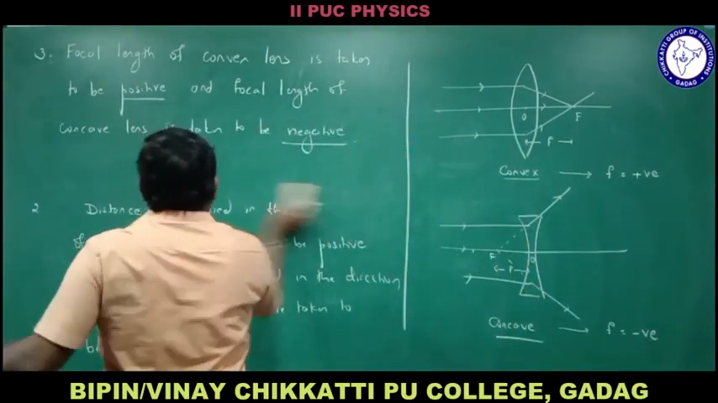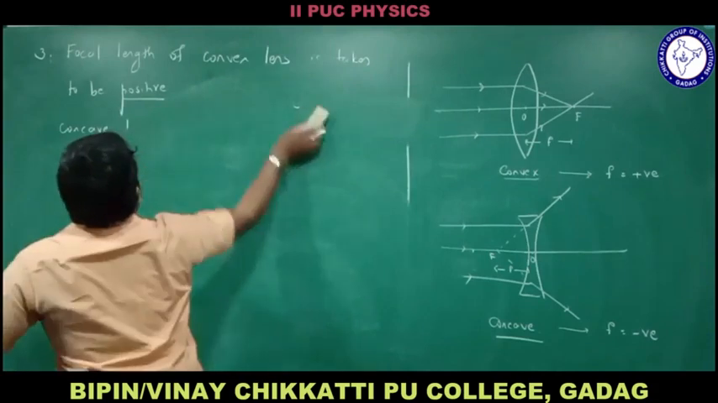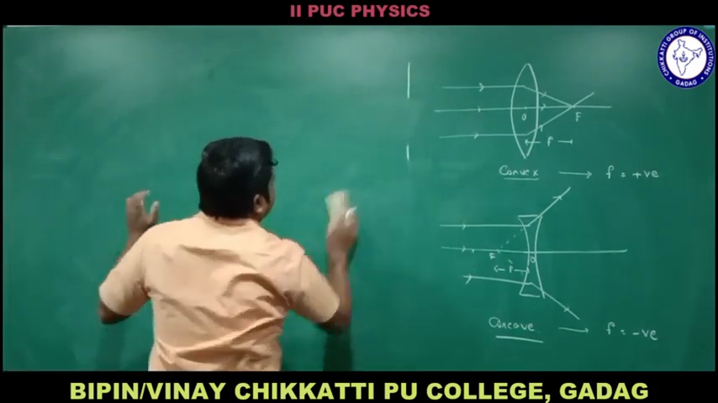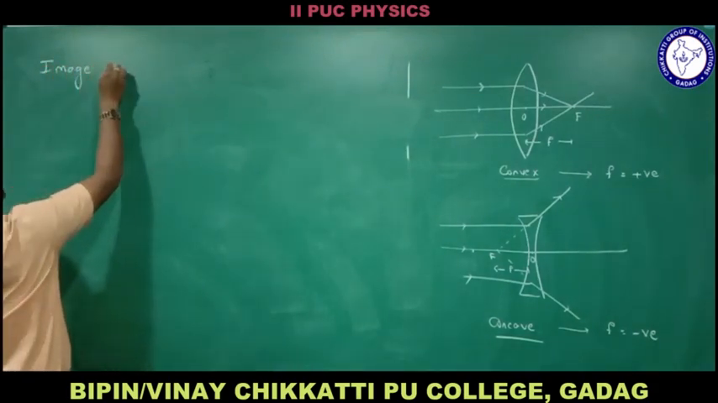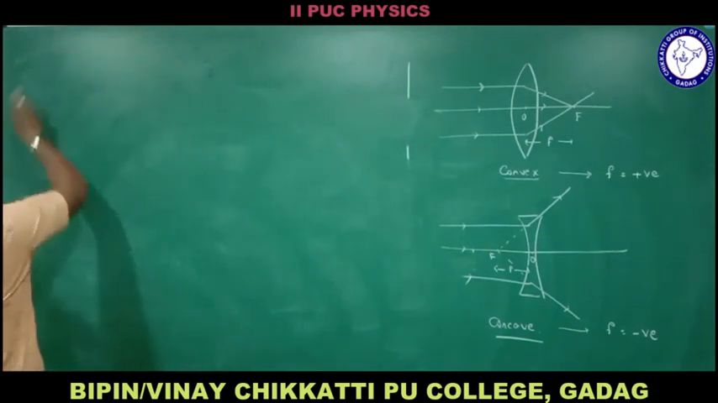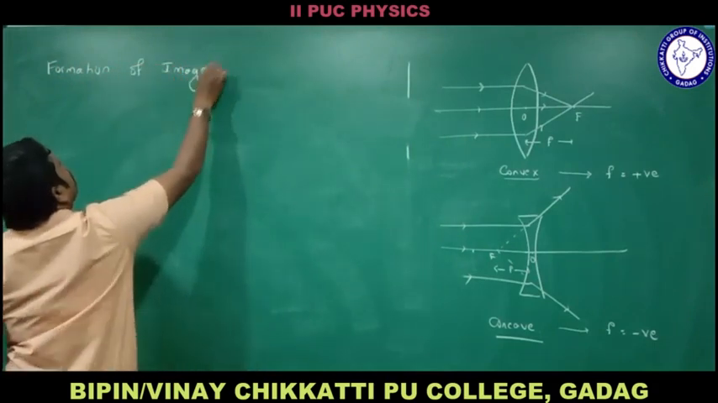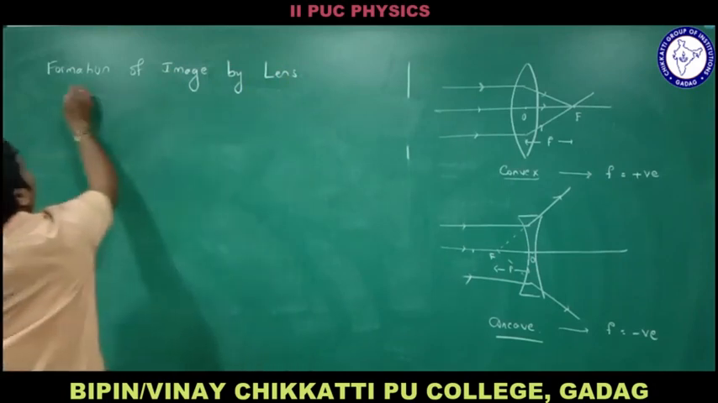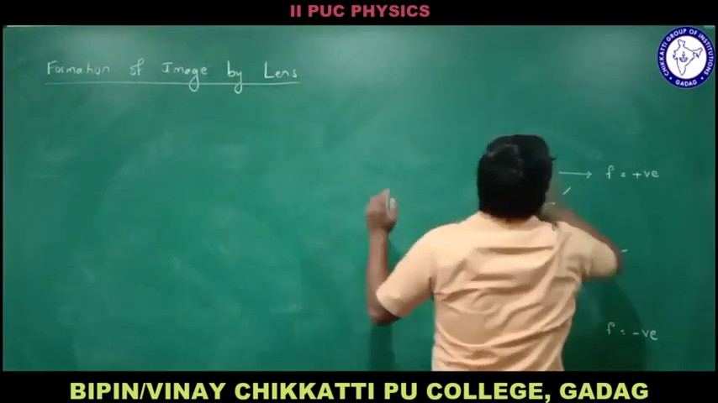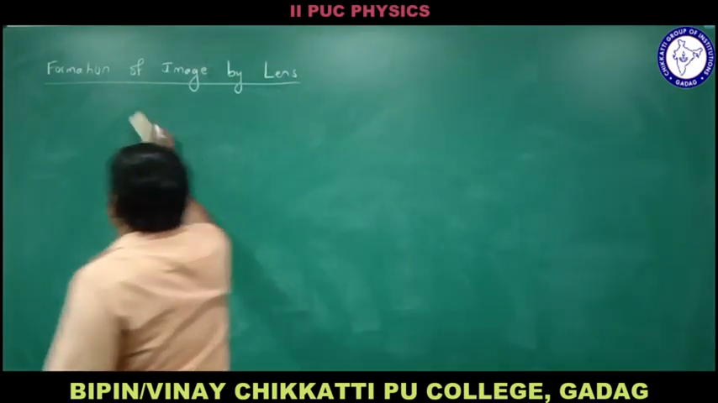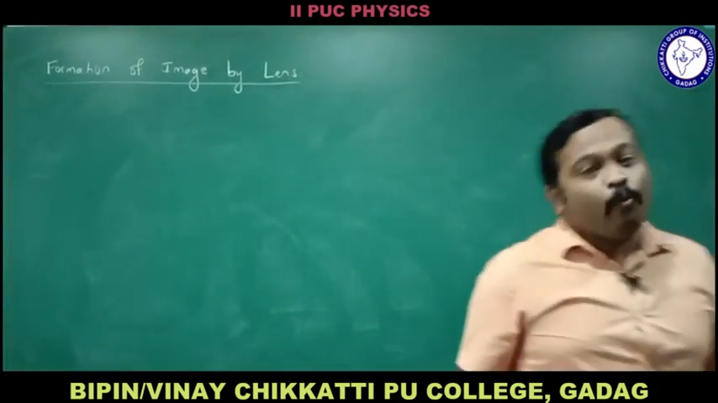Okay, now let us find how the image is formed by a lens. After understanding sign conventions, let us understand how the image is formed. Formation of image by a lens. Let us take both lenses and check how the image is formed. First let me start with the convex lens.